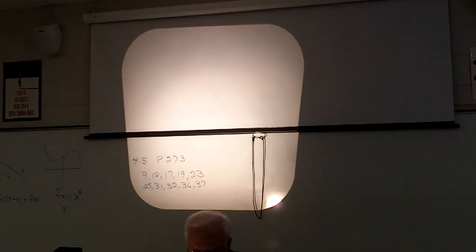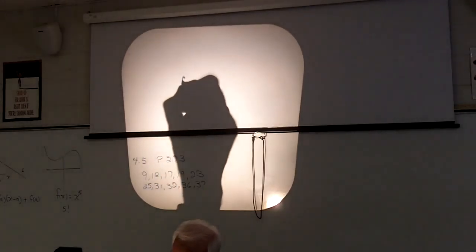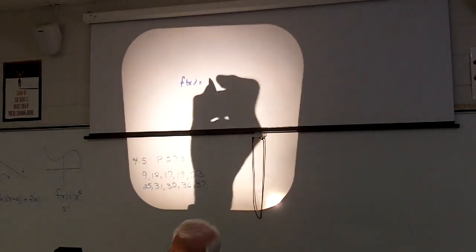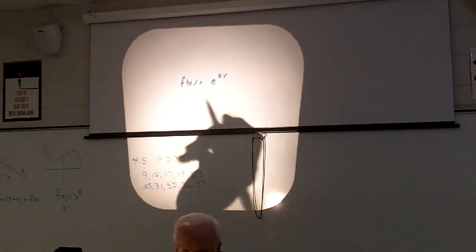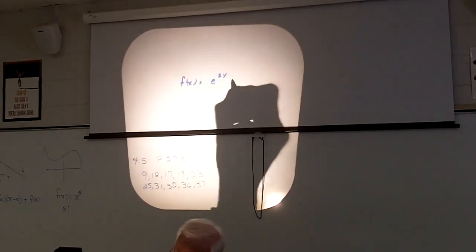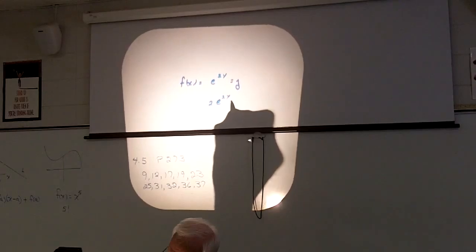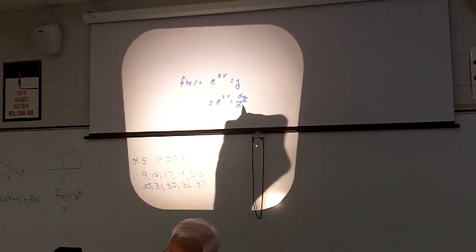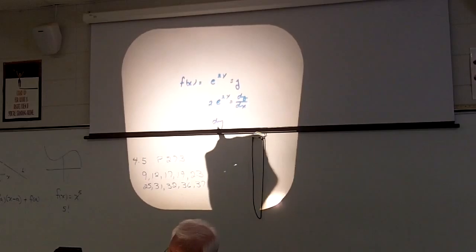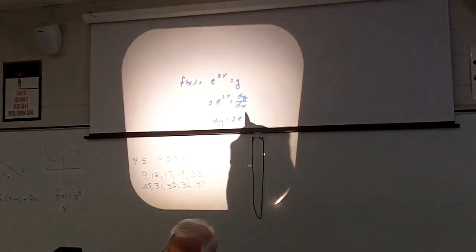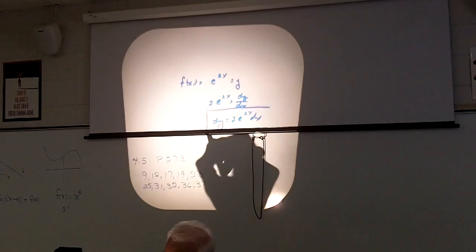Okay? And of that group, which one do you want? 32. I like 32 very much. It's the easiest one of the bunch. e to the 2x. Okay? So that's like y. And so what's the derivative of that? 2e to the 2x. So the answer is dy equals 2e to the 2x dx. We're done. We're off to the next problem.